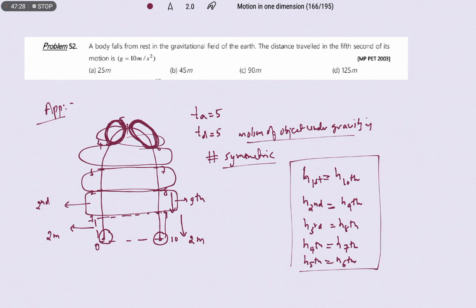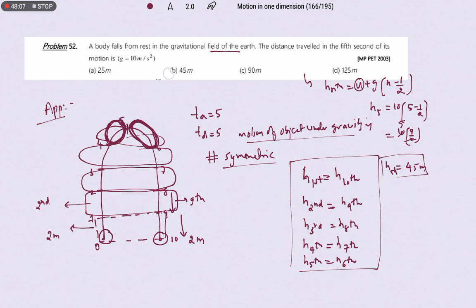So a body falls from rest in the gravitational field of earth. The distance travelled in the fifth second of its motion is, so here you need to use the formula. So h nth is equals to u plus g into (2n minus 1) by 2. Freely falling means the initial velocity will be 0. Therefore they are asking h5. So g value they are given as 10. So in fifth second, they are asking 5 minus 1 by 2. So 10 into 9 by 2. So 45 meters is the distance travelled in fifth second.